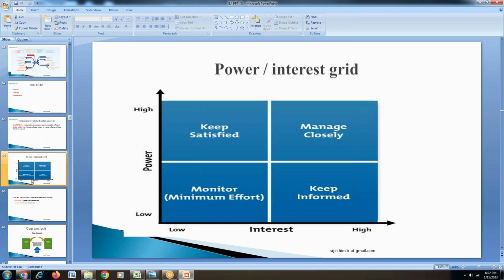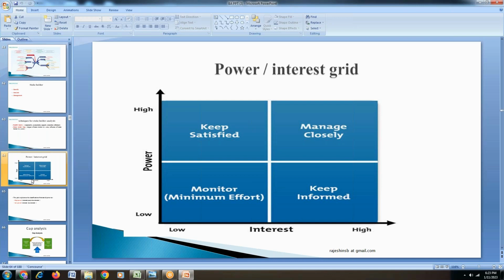Now you tell me who comes under the high power, high interested category. Before that, I'm asking you one question: why have I taken power and interest into account when you want to identify stakeholders? Because power leads to authority or decision making. Right? Power leads to authority or decision making. Excellent.